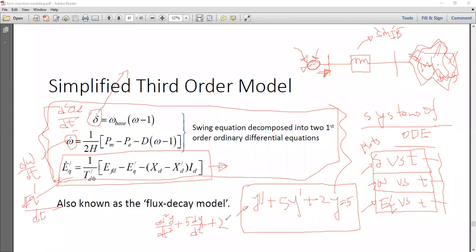So this is y double dash plus 5y dash plus 2y equals 5. So basically this double dash is simply d square y over dt squared. The single dash over y means it is d over dt for y. And then you have twice y. There is no derivative term, so it is simply the algebraic term. And this is the forcing function, 5. Now, do you remember how you solved that?